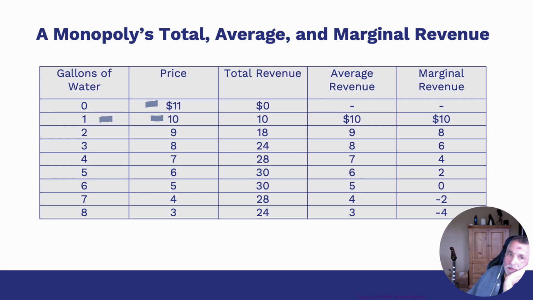All right, so now we have total revenue of $10. Average revenue is total revenue divided by output. Marginal revenue is what you get for selling the next unit. So yesterday they sold none. Today they sold 1 unit for $10. All right, we come back on day 2. On day 2, we lower the price again to $9. So we sell 2 gallons, and so now 2 times 9 is 18. That's our total revenue.